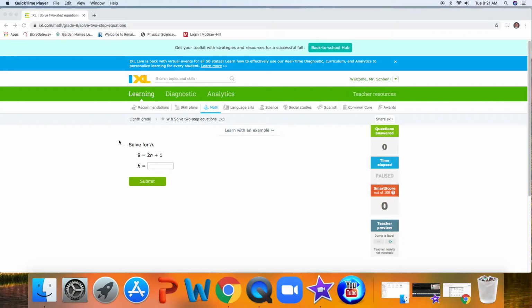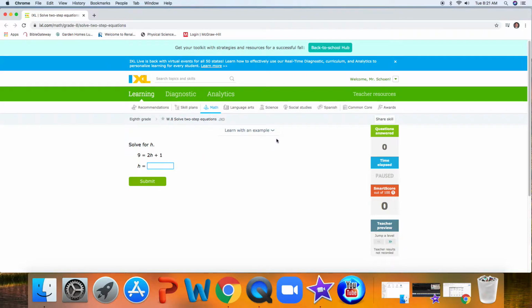When you get into this, you're going to see the problem here. It says solve for h, which is basically the same language to say we're solving for the variable, and we want to get that variable by itself. You're probably saying to yourself, well, how do you get a variable by itself? When there are other operations going on in the sentence, you do the opposite or inverse operation to remove those numbers to get that variable by itself.